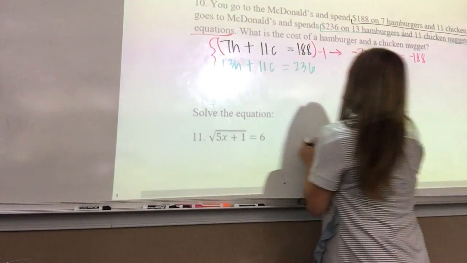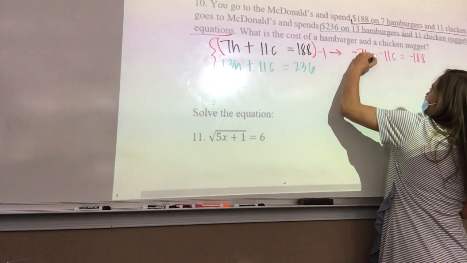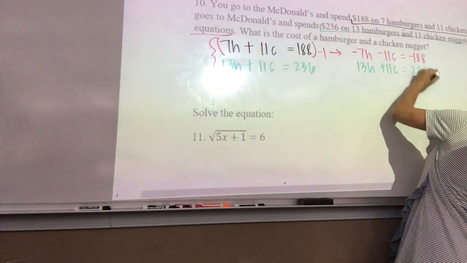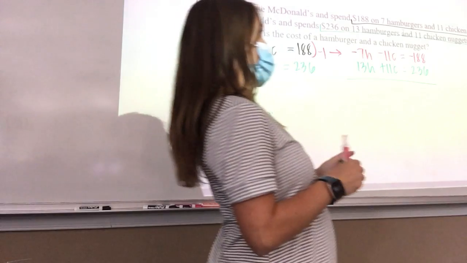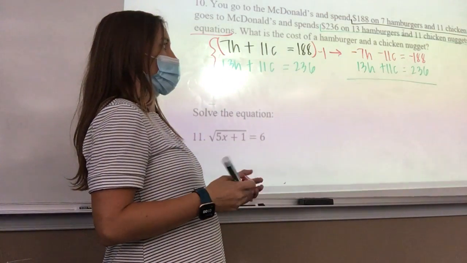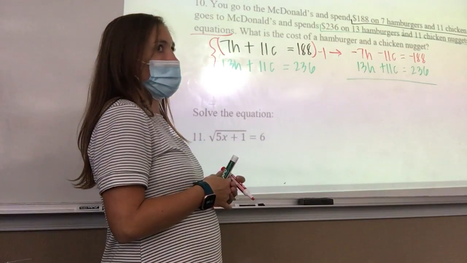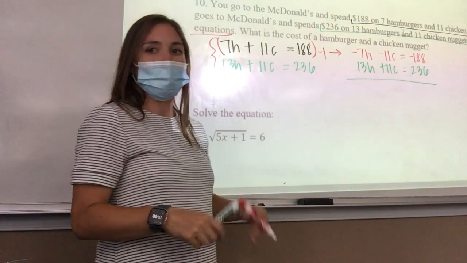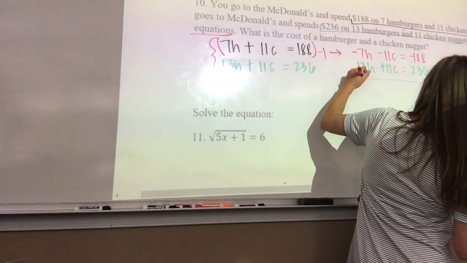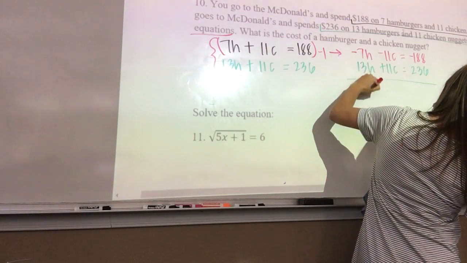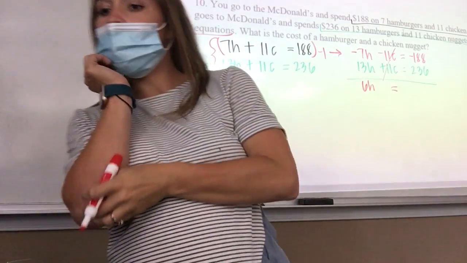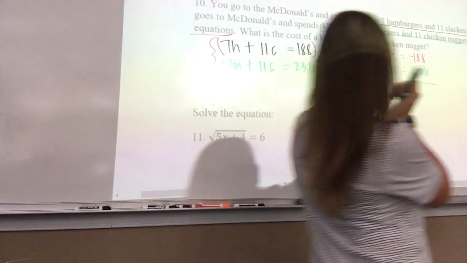We didn't do anything to the second one. 13h, positive 11c, positive 236. Does anyone remember what we do next? Wouldn't you get rid of the 11? How do we do that though? You're right. We cross it out and we just add them. So we're adding. We get, let's see, negative 7h plus 13h is 6h. And negative 188 plus 236 is 48.